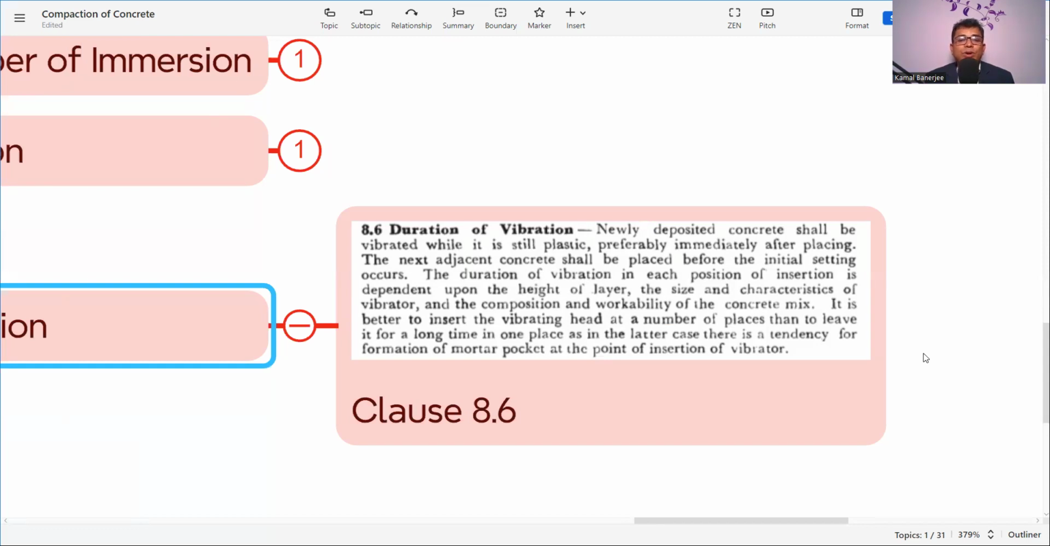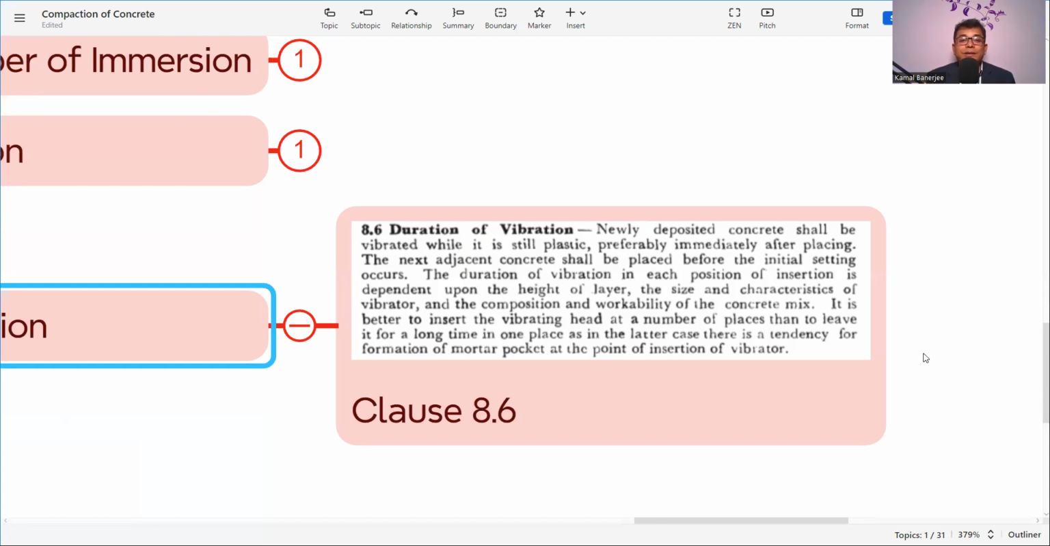It is better to insert the vibrating head at a number of places than to leave it for a long time in one place, as in the latter case there is a tendency for formation of mortar pockets at the point of insertion of the vibrator. So it should not be kept in one place, but moved from place to place. The duration is to be decided as per your requirement, but the spacing, speed, everything I discussed should be monitored whenever you are doing the compaction at the site.